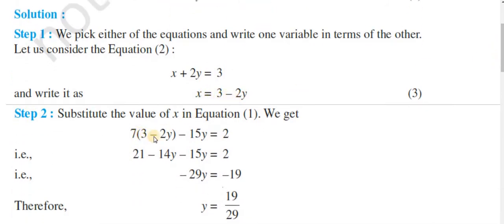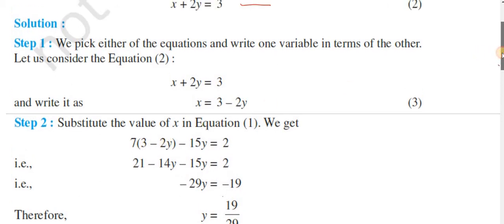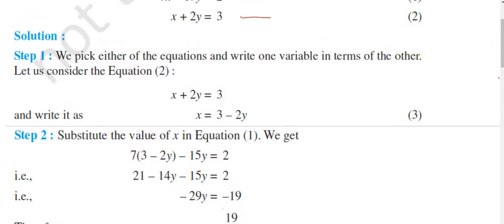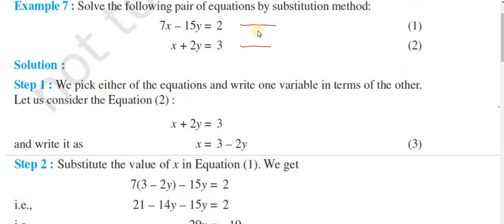So here x is equal to 3 minus 2y. Here 7 times x. What is the first equation? Equation 1 is 7x minus 15y is equal to 2, right? So what did they do here? They substituted 3 minus 2y in the place of x.